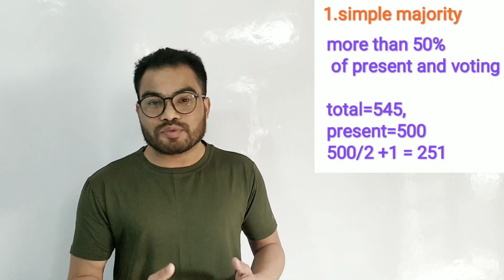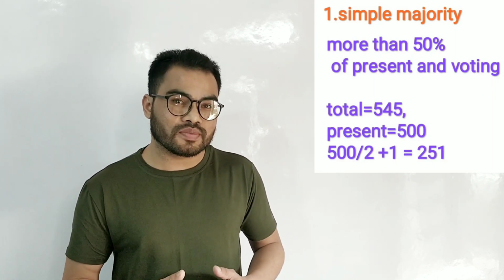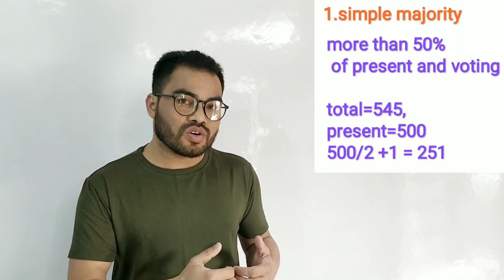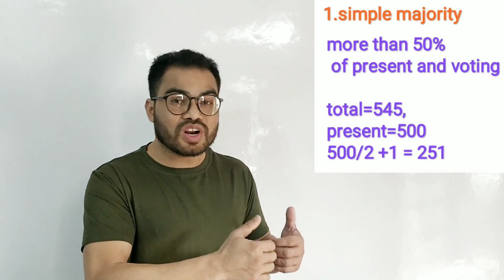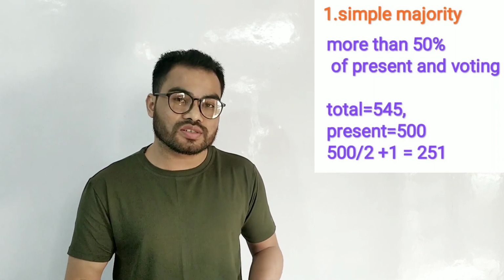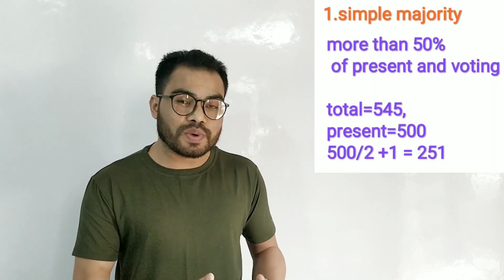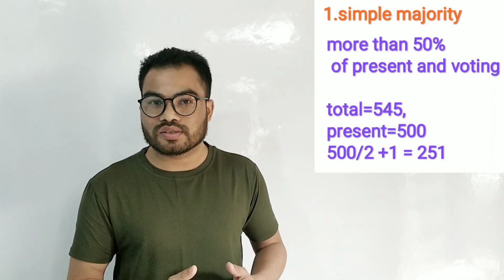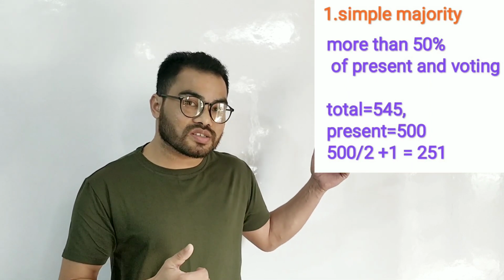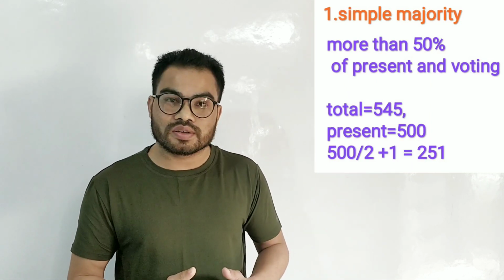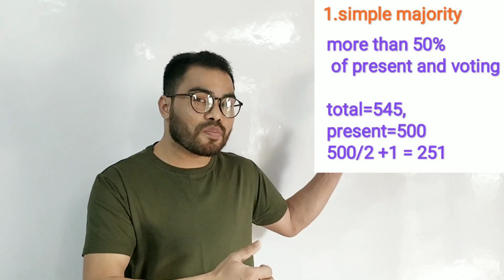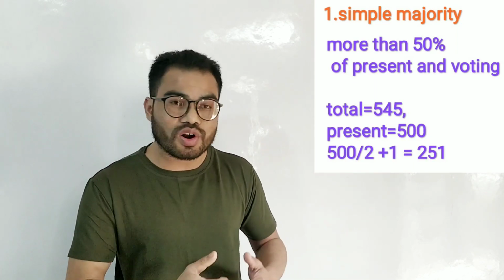Suppose in a house, the total strength is 545, and on the day of the voting, only 500 members are present. So this type says only more than 50% of this 500 is required to pass any types of bills, motions, resolutions under this type of majority. So it should be 251 members. The minimum required votes to pass any types of bills or motions under this type of majority is 251, because it requires only members who are present at the time of voting. The number of members present at the time of voting is 500 only.